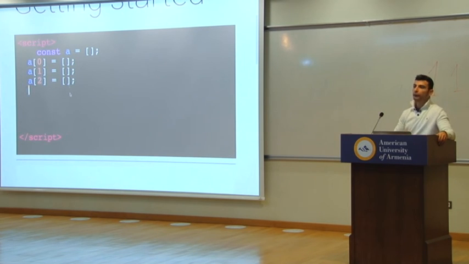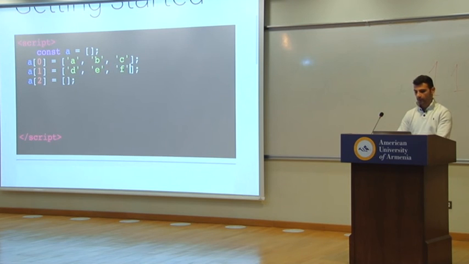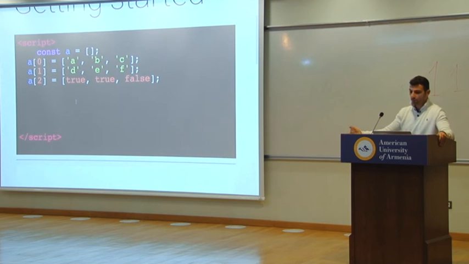What is the length of the first value inside of A? Right, so the first value inside of A would be this, and the length of this is 0 because it has nothing inside. Yes? Okay, so let's put something inside. Let's put A, B, and C. And in here let's put D, E, and F, and in here let's put true, true, and false, whatever. Okay, so now we have a list of lists, where the first list is this, the second list is that, and the third list is that. So far it's pretty easy, right?